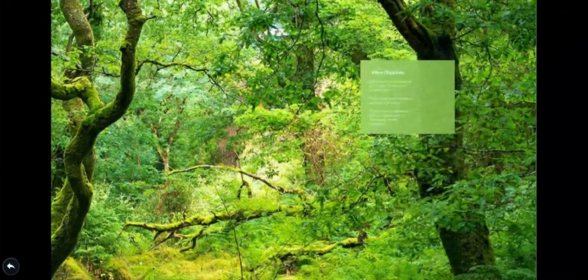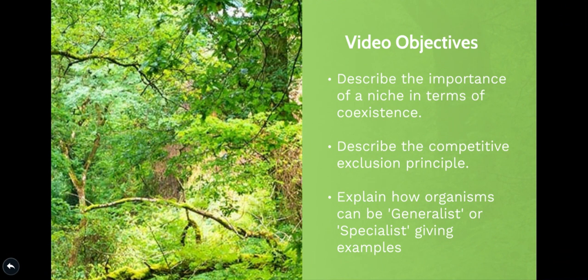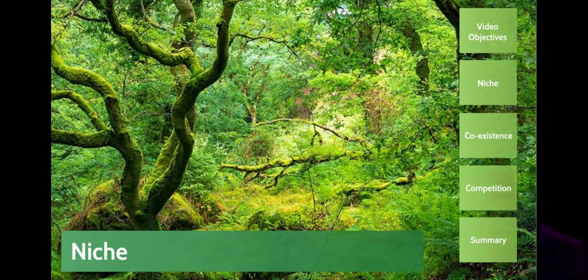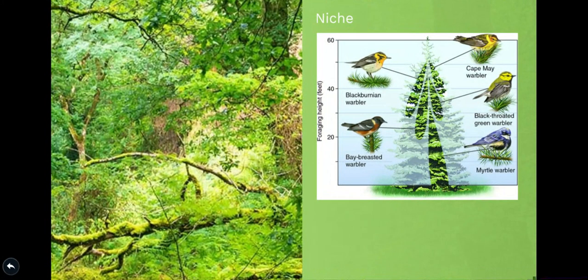So what we're going to do in this video is describe the importance of niche in terms of that coexistence, how many different species can exist in one place. We're then going to describe the competitive exclusion principle, and then finish up by looking at how organisms can be generalists or specialists, and look at some of the examples and the problems that arise from this particular concept. So if a niche is an organism's role within an ecosystem, let's have a look at an example.